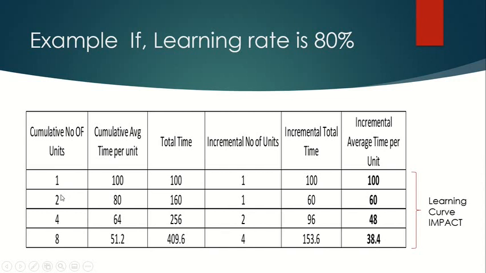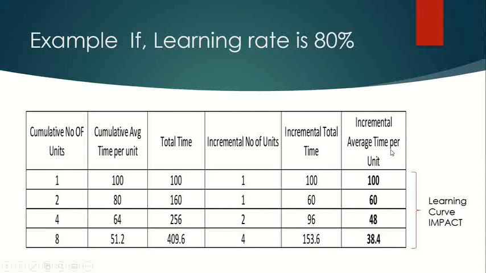So here, between these two you can see incremental units 1, between 2 and 4 incremental units 2, between 4 and 8 incremental units 4. So incremental time you can take from this total time column: 100. Here the difference is 60, the difference 96, and this difference is 153.6.